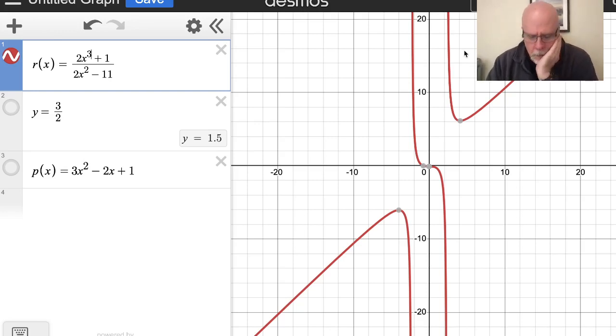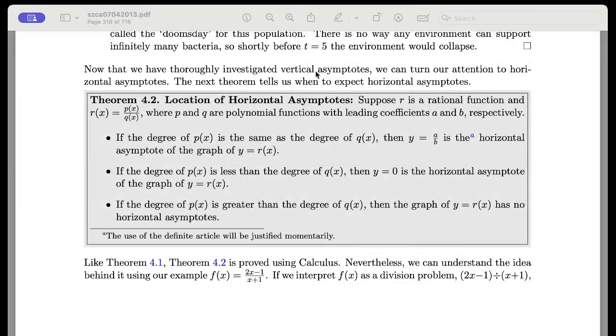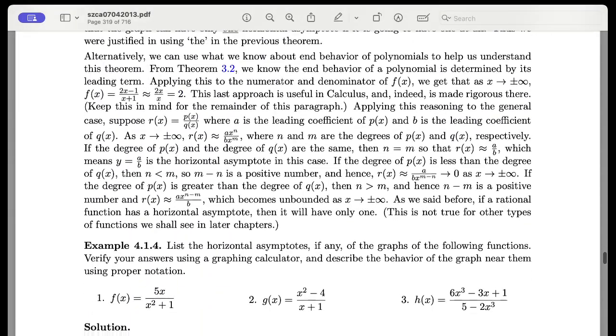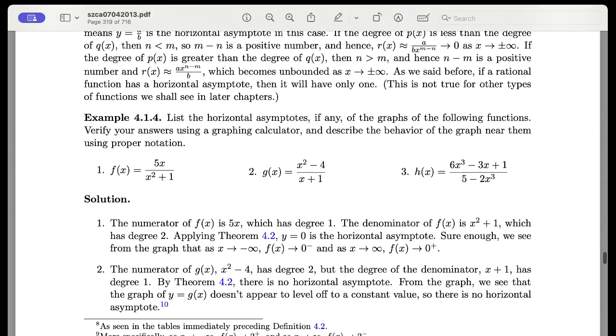All right. So in my notes it says to look through example 4.1.4. I gotta get back to the book to do that. And 4.1.4 is just on the next page.